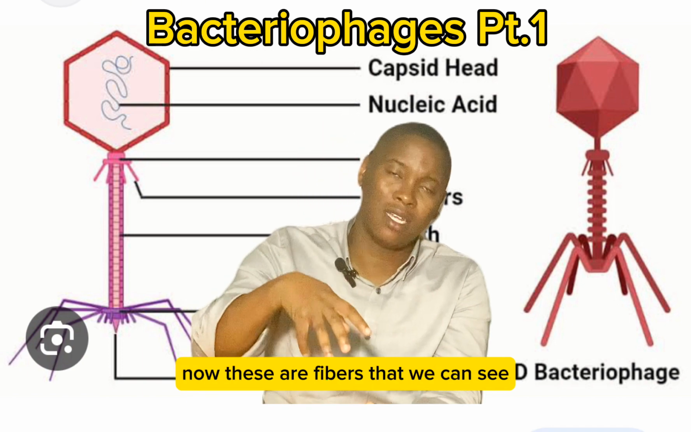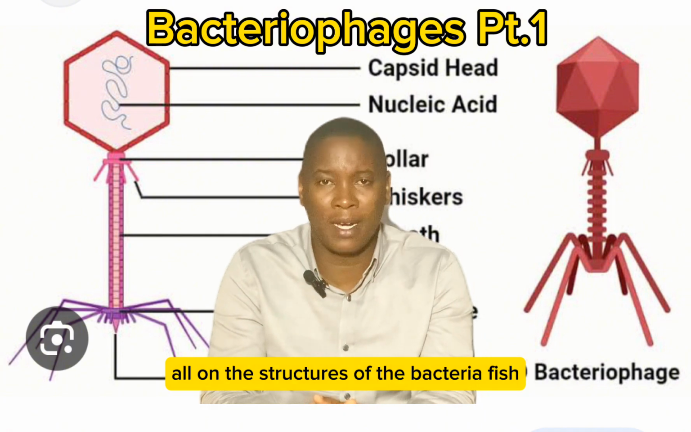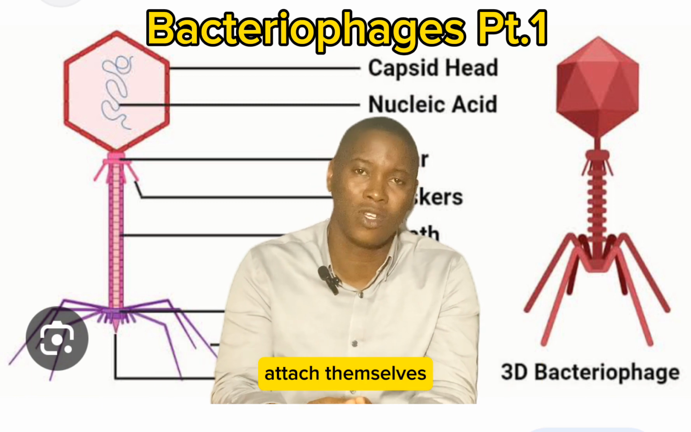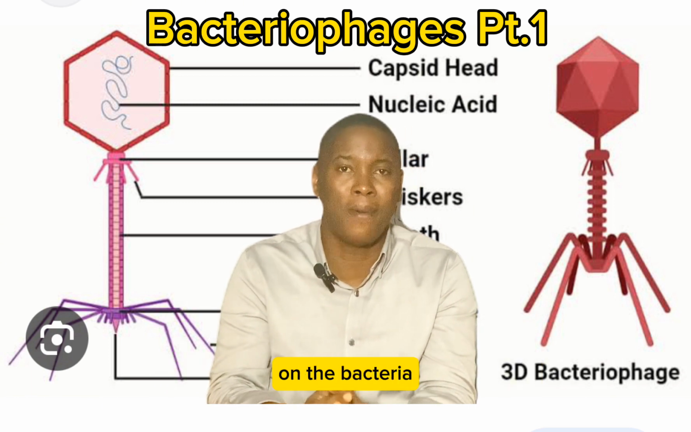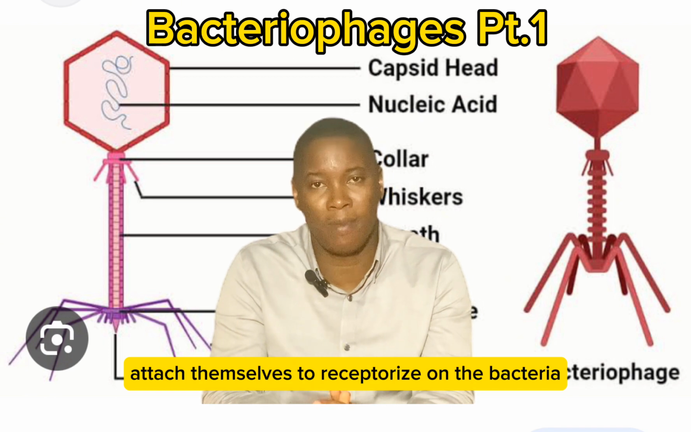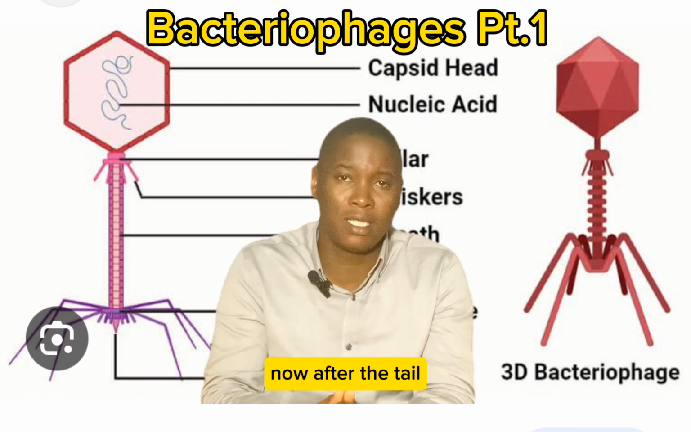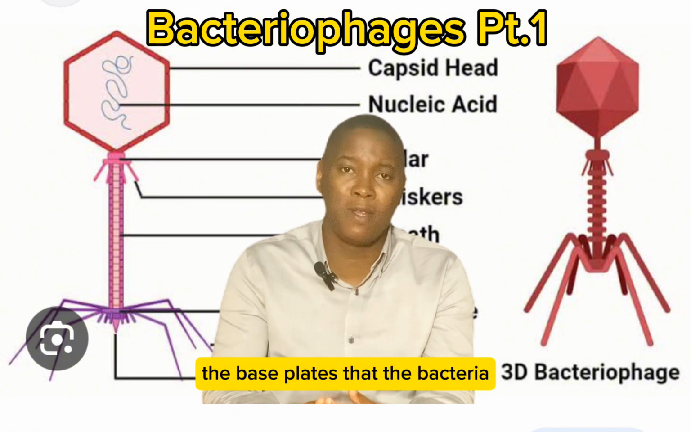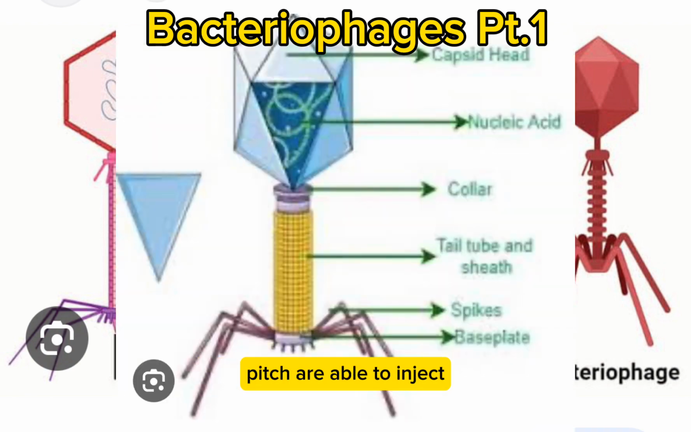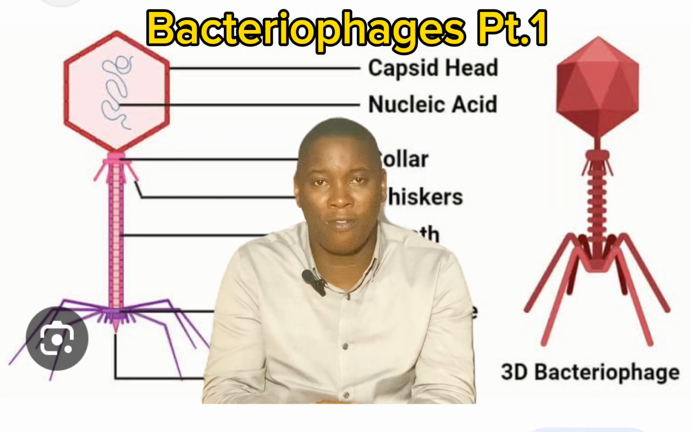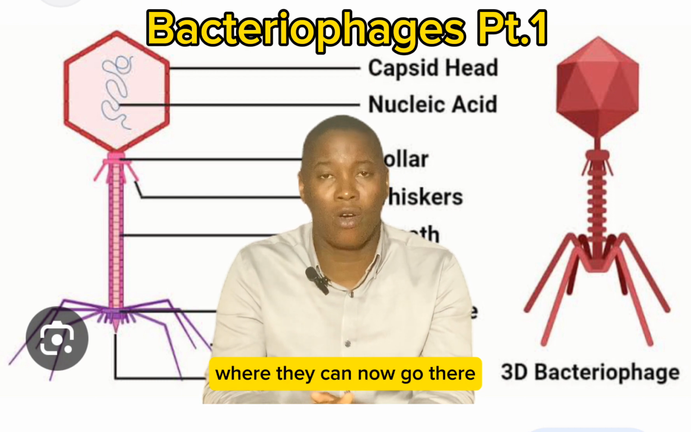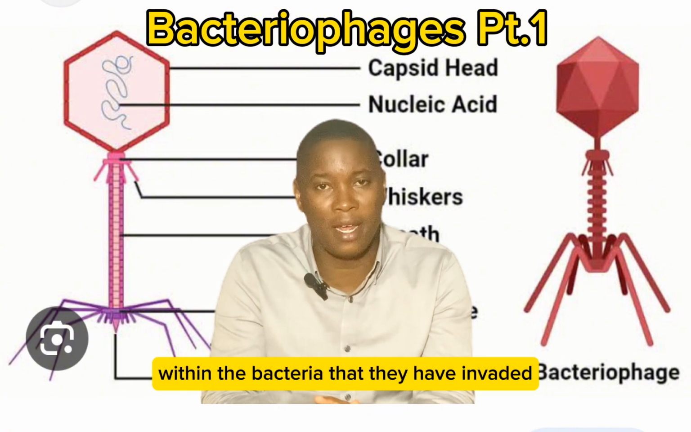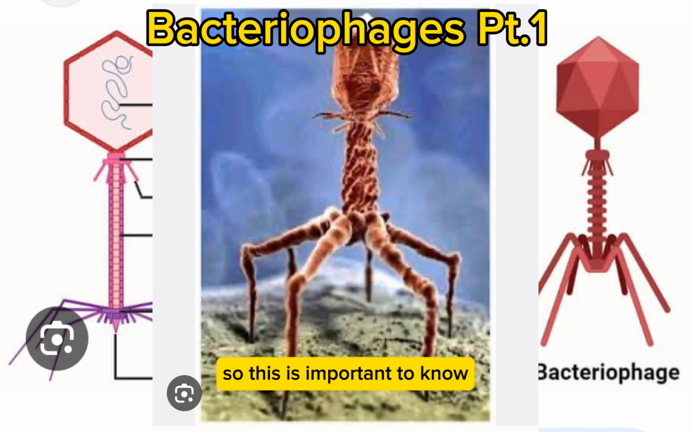These are fibers that we can see on the structure of the bacteriophage. The importance of these structures is that they help the bacteriophage attach itself to receptor sites on the bacteria, and this is important. Now, after the tail pins, you have the base plates. The base plates are also important because it is through the base plates that the bacteriophage is able to inject its viral genome into the bacteria, where it can start to make many copies of the viral genome within the bacteria that it has invaded. So this is important to know.